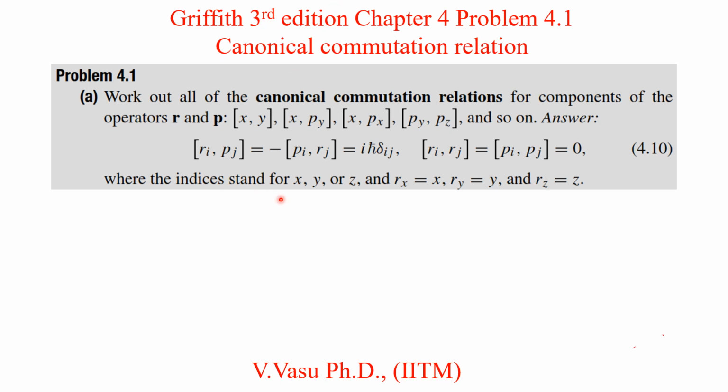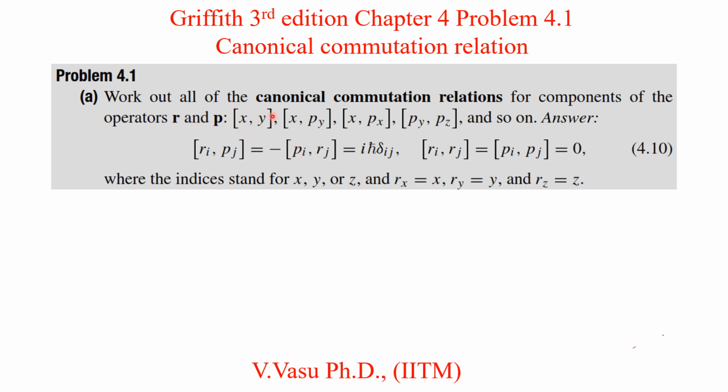Today we will see the solution to problem 4.1 of Griffiths' third edition, Quantum Mechanics: Basic Concepts and Applications. Problem 4.1 consists of three parts. Now we will see part A, that is, work out all canonical commutation relations for components of operators R and P, where R represents the x, y, z coordinates.